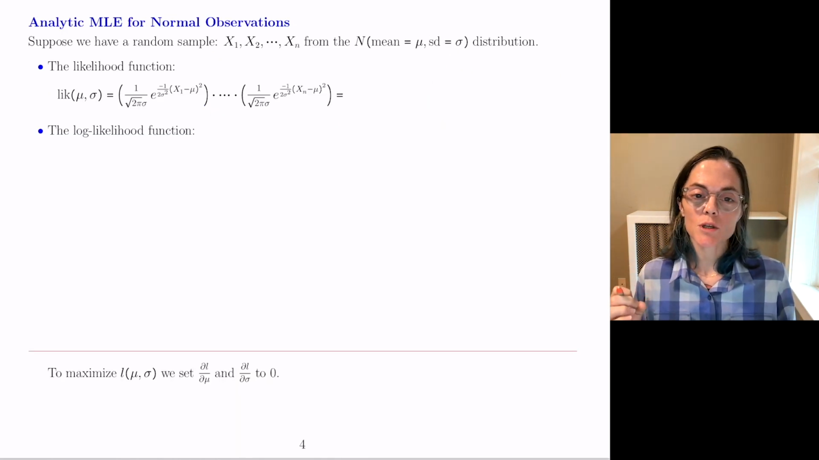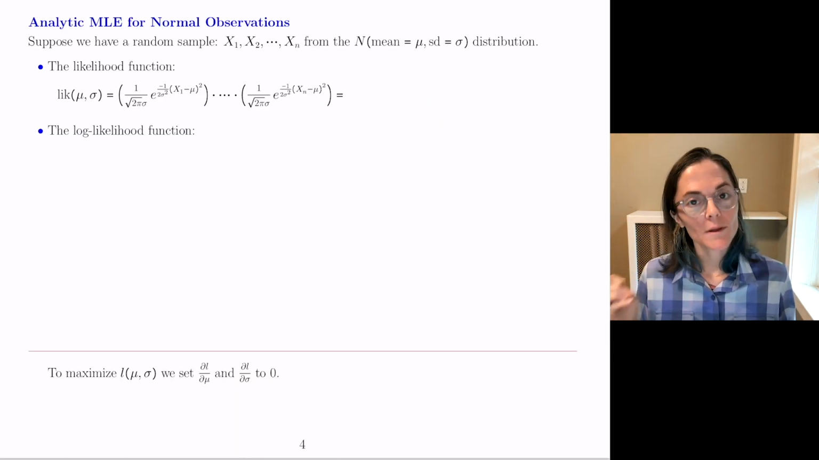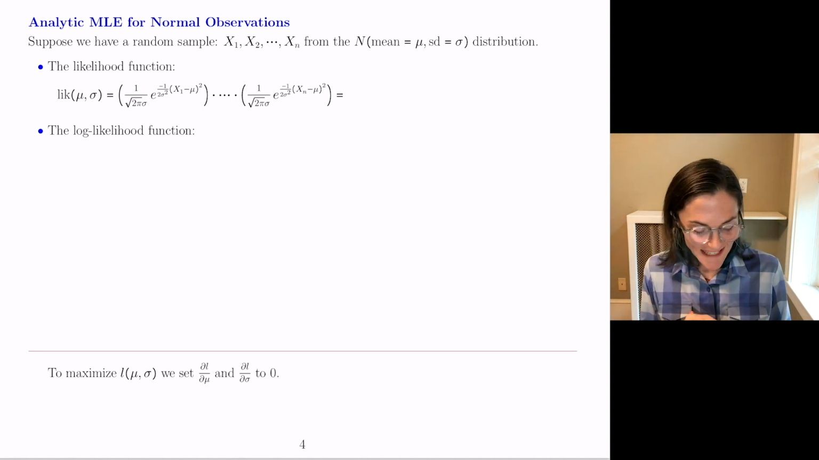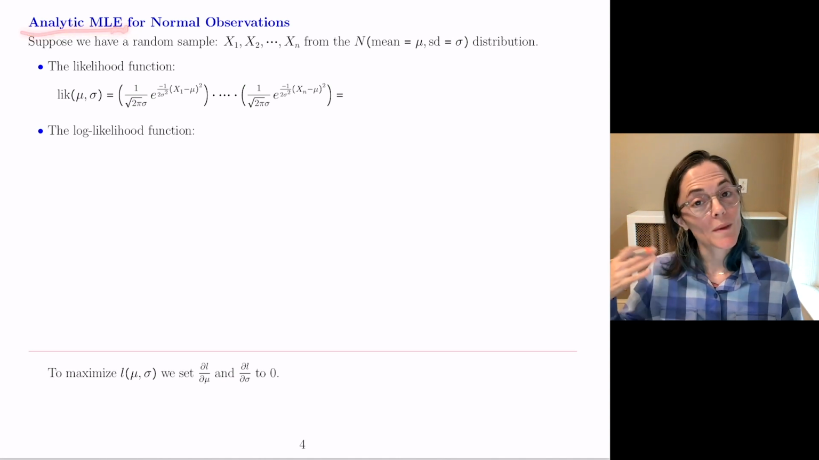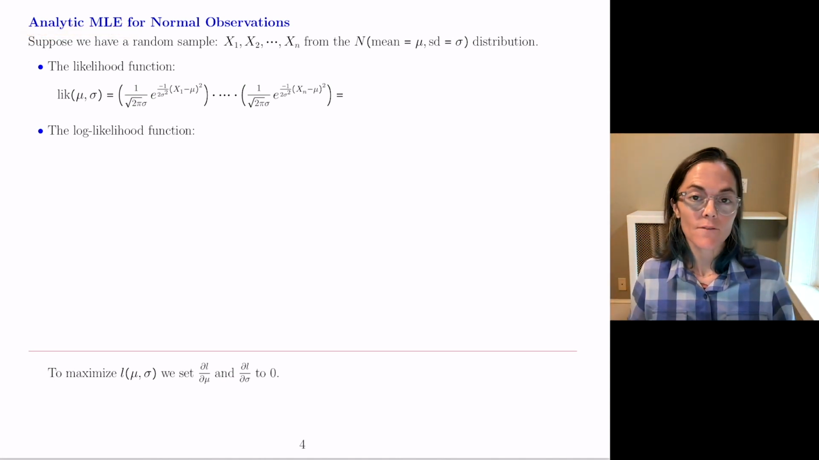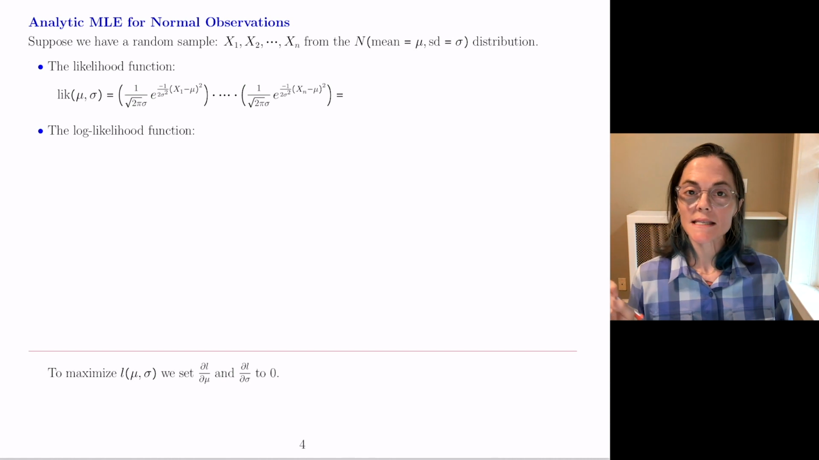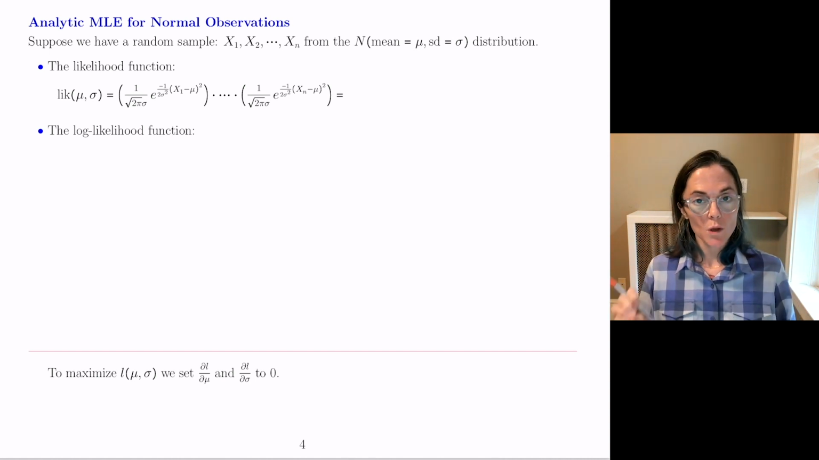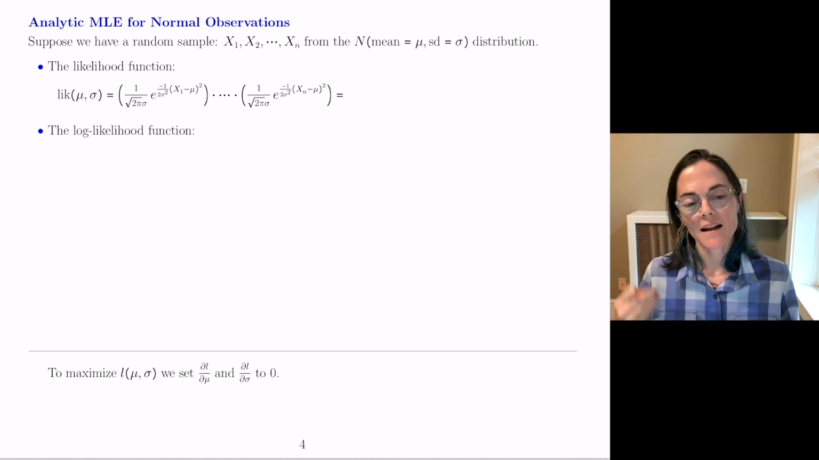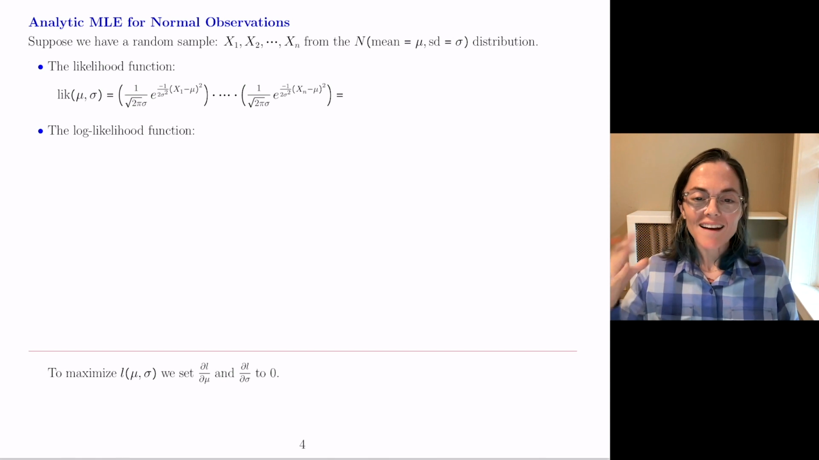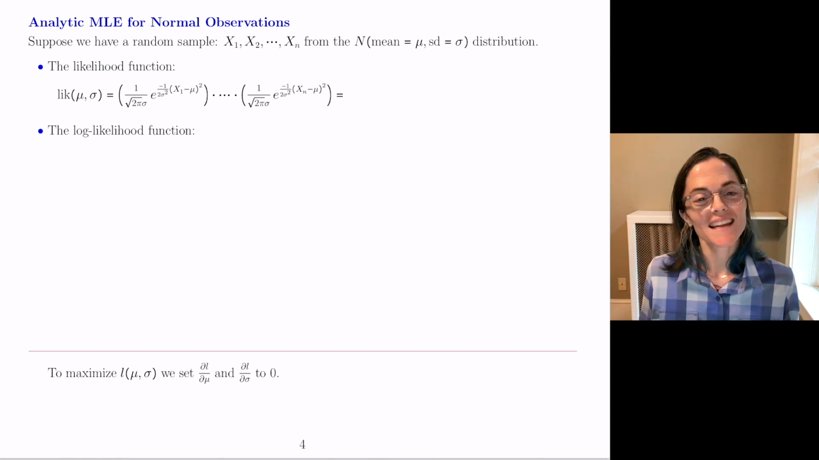Next, let's move into a random sample from the normal distribution. And you'll notice it says here, analytic MLE. What does this mean? Well, it means we will be using calculus, just as we did in the first example. You will see in our Canvas course some pages where you can use R for numerical maximization of the likelihood or log likelihood function, but we are using calculus in this lecture video.